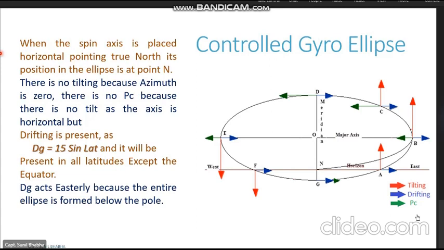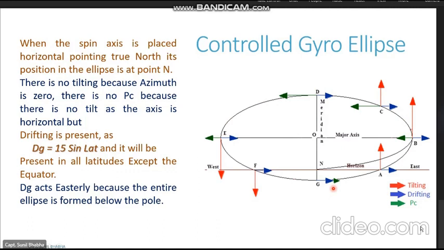So now we have checked the application of all the three forces: the tilting, that is the red vector, drifting, the blue vector, and control precession, the green vector. We have checked these vectors at all the points: Alpha, Bravo, Charlie, Delta, Echo, Foxtrot, Golf. And we have seen that as per their respective formula, the vectors are applied correctly.